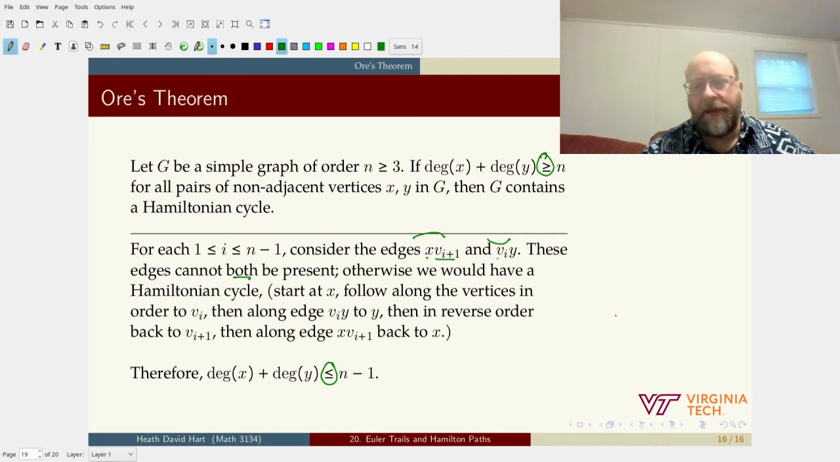So that's the idea. We're showing that if I look at all of the possible edges out of x and y, there are n minus 1 pairs of edges where at least one of those edges has to be missing. And so the total degree has to be reduced by n minus 1. And that's what gets us the inequality there.